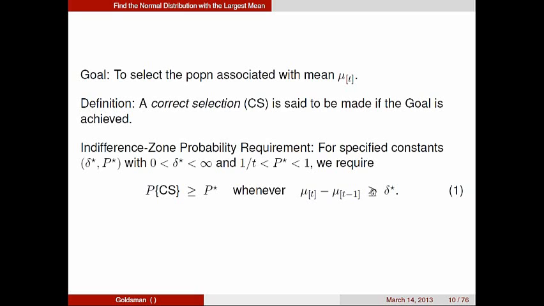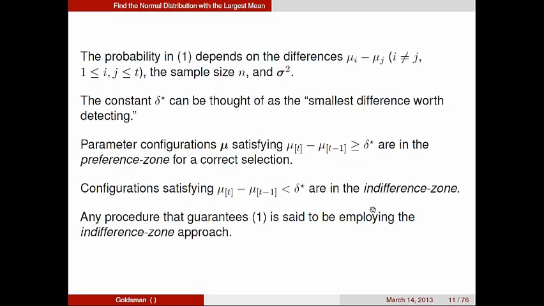And it's kind of like a power calculation from statistics class. So my goal is I want to make a correct selection most of the time, 95%, whenever the biggest guy minus the second biggest guy is bigger than a certain cutoff point, delta star. And I'll motivate that again on the next slide. So the probability in that expression depends on the differences, mu i minus mu j, because if they're all very close to each other, it's going to be a very hard task for me to make a correct selection. If they're very far apart, I'll easily be able to make a correct selection.